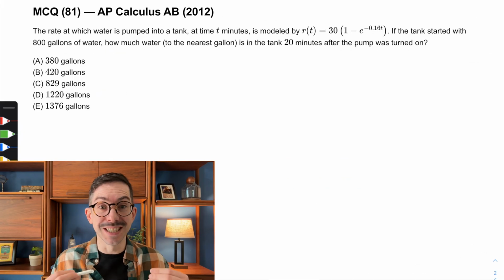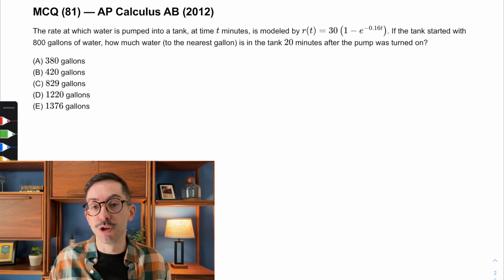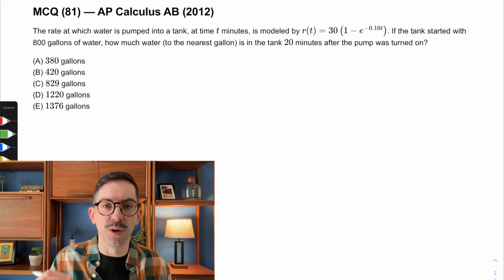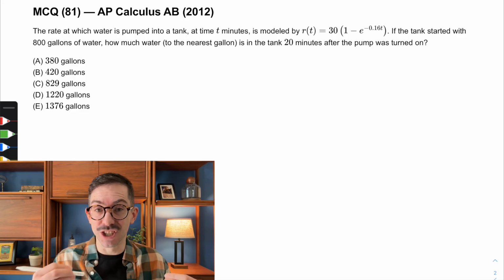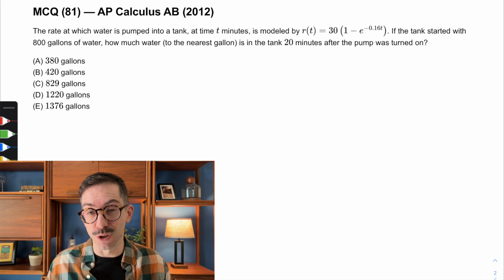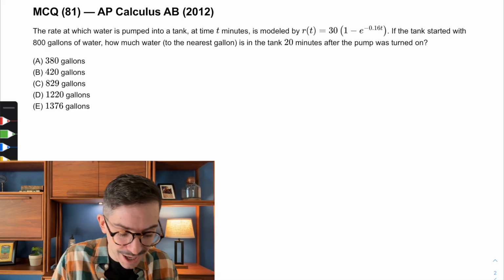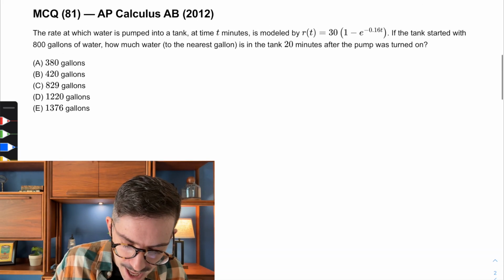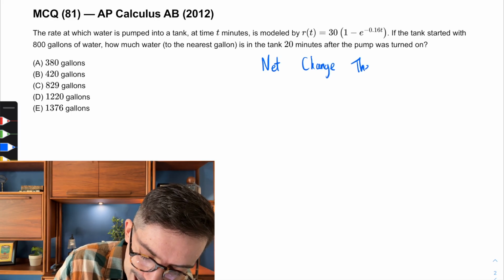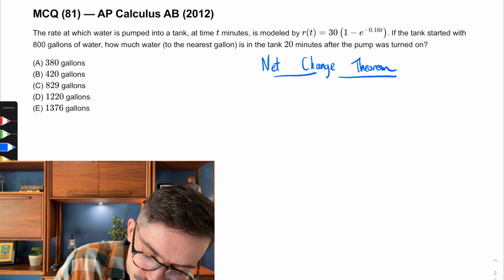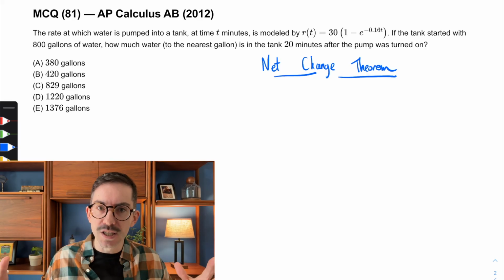Good job. This next problem, 81, is a word problem, and if we read through what it's saying, water's being pumped into a tank. We're given the rate at which it's pumped in using this function, r of t. We know there are 800 gallons at the start, and we want to know how much water there is after 20 minutes. There's a lot going on contextually in this problem, but if we strip it all back, what this is really asking us to do is apply our net change theorem. Because we have a rate, and we want to know how much stuff is added or removed, in this case, added over some stretch of time.